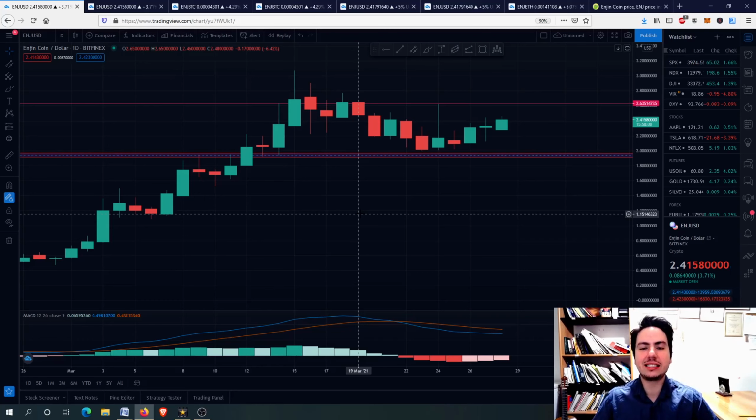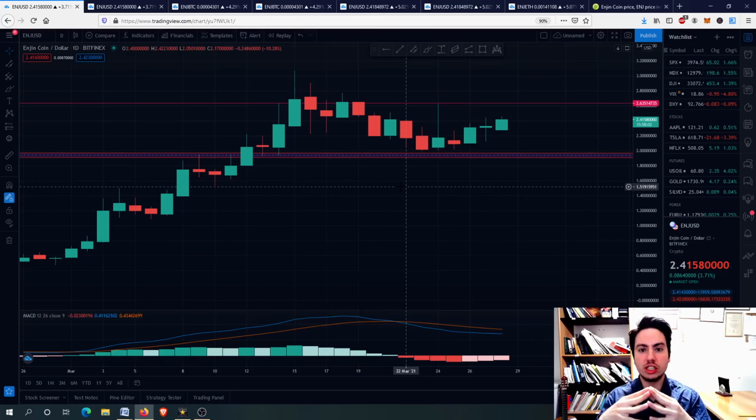So let's go quickly to analyze the support resistance level, the MACD firstly, and of course include the risks between these indicators and the risks for ENJ.